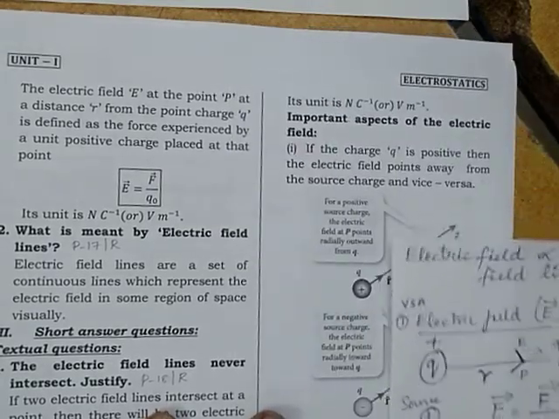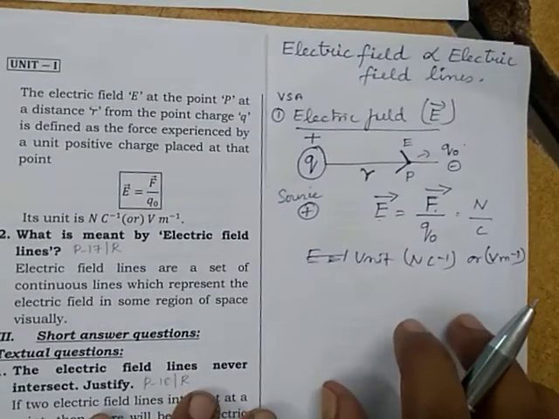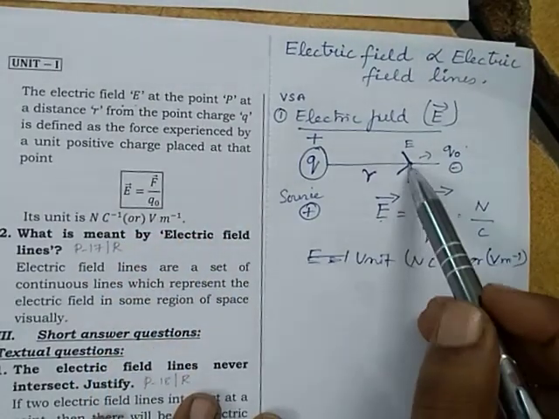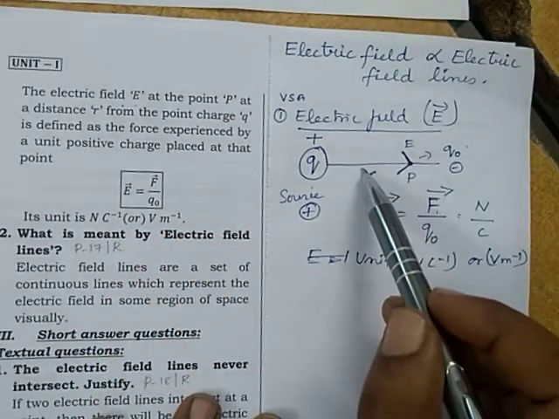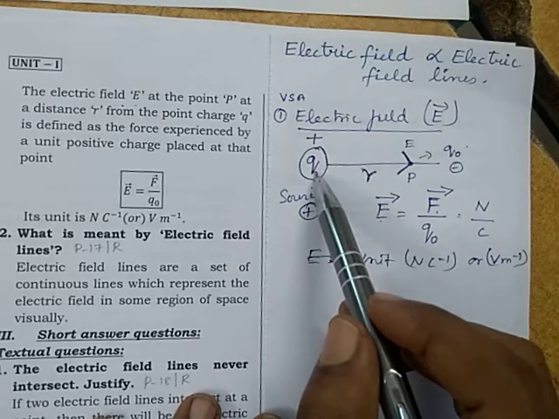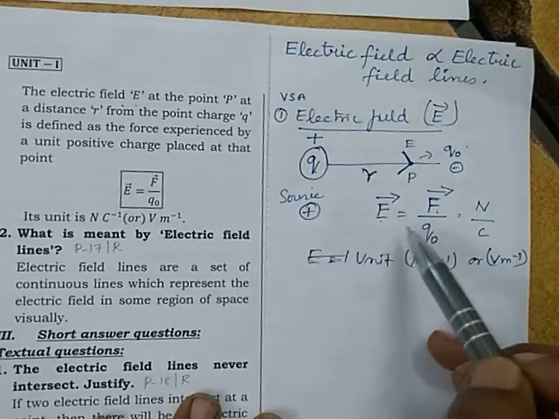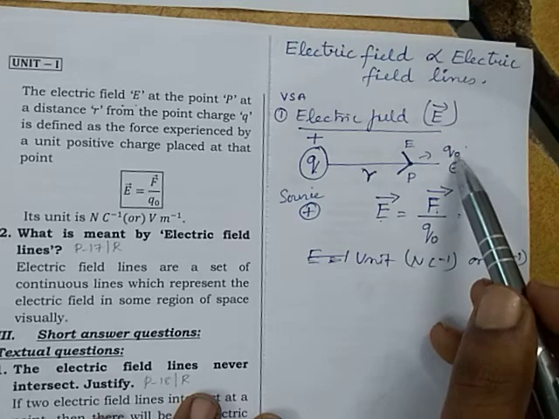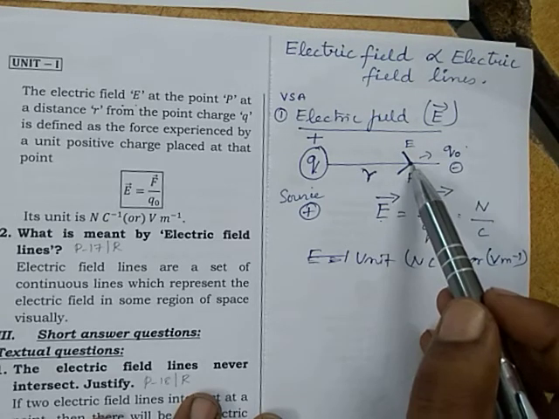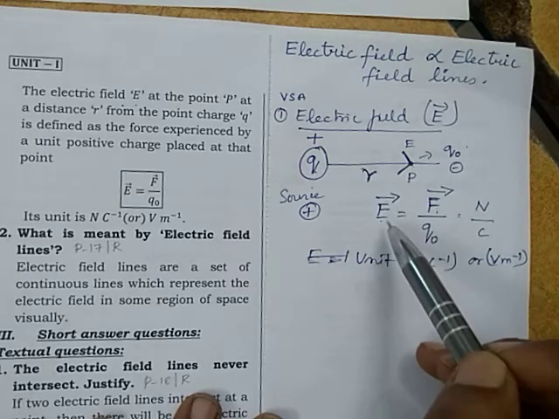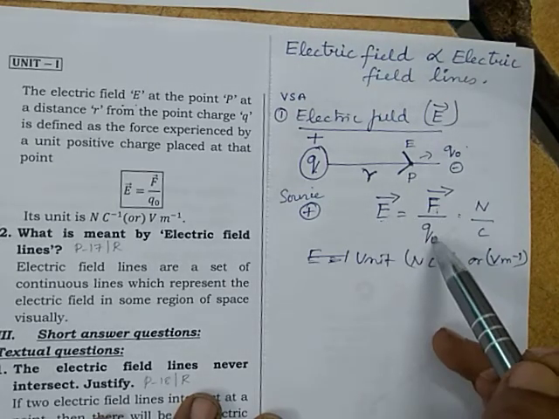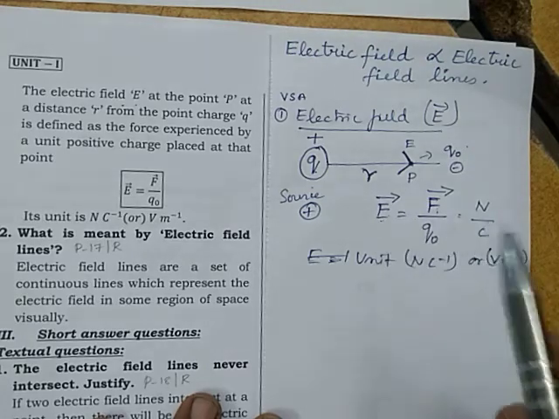See, the definition of electric field: the electric field E at the point P, at a distance R from the point charge Q, is defined as force experienced by the unit positive charge, that is a test charge, placed at the point P. It is denoted by symbol E vector is equal to F vector by Q0. Electric field is a vector quantity.